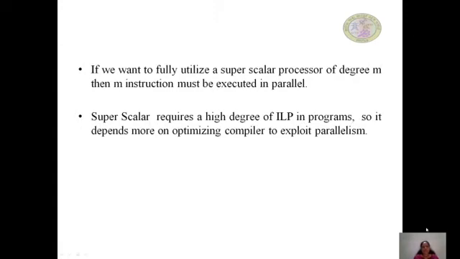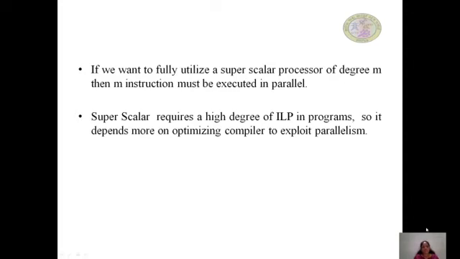If we want to fully utilize a superscalar processor of degree M, then M instructions must be executed in parallel. That is, to make full utilization of a superscalar processor, all the instructions we combine should be executed in parallel. So we group the instructions that are going to execute in parallel such that there should not be dependency between the instructions. That is, there should not be any data dependency or any resource dependency.